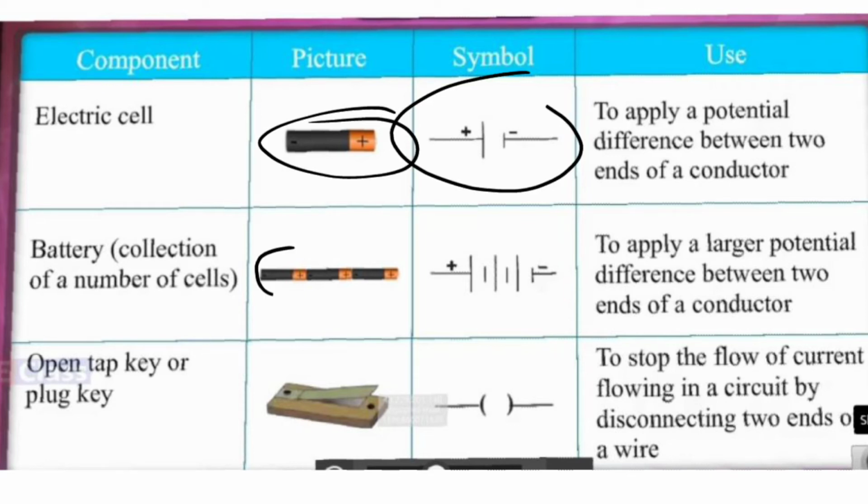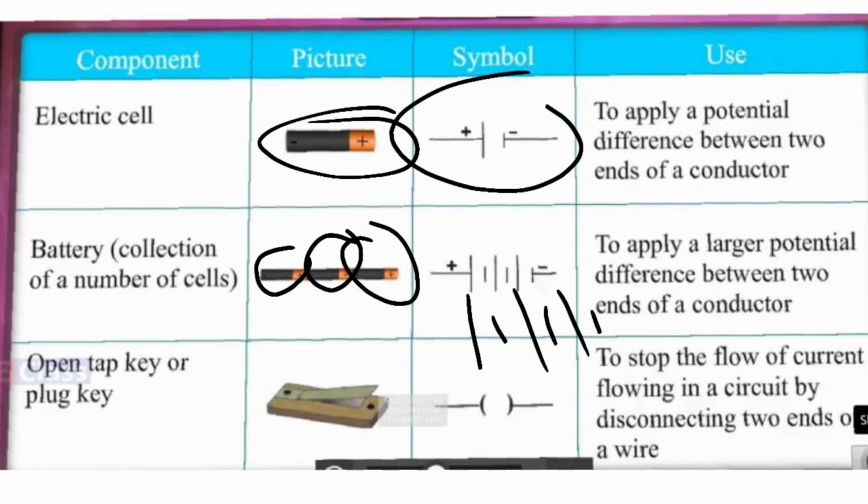Now the cells are connected, 1, 2, 3 cells. So a group of cells, a collection of a number of cells, is called a battery. And how do we denote it? A plus sign and a minus sign. Plus minus means a vertical line bigger, smaller, bigger, smaller, bigger, smaller. Once you start with bigger, you have to end with smaller.